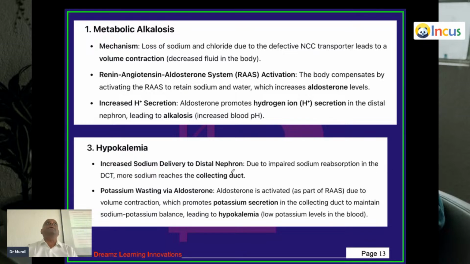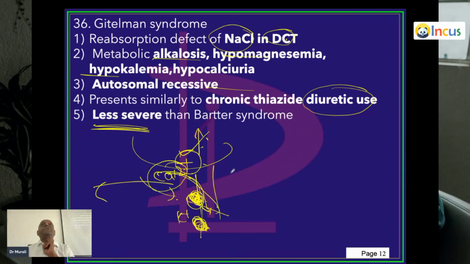So now, first question. What are the things we need to now justify? Why there is a metabolic alkalosis, why there is a hypomagnesemia, why there is a hypokalemia, and why there is a hypocalciuria when there is Gitelman syndrome. You have two choices. You can remember this like a photographic print memory, one method. Second, logically understanding and remembering. Your choice, no problem. Right?